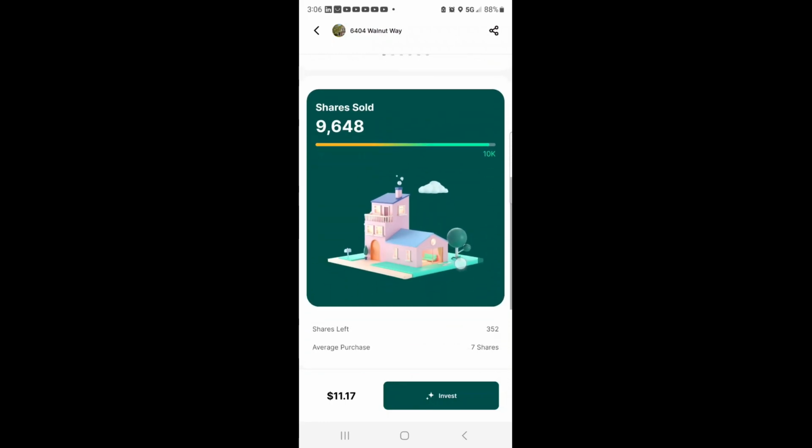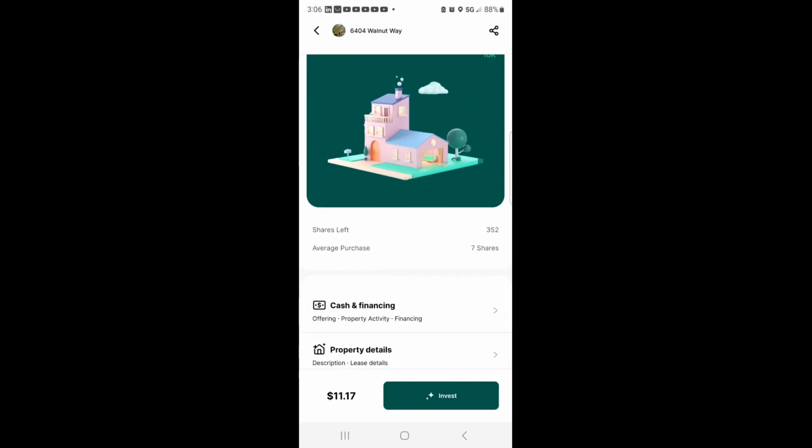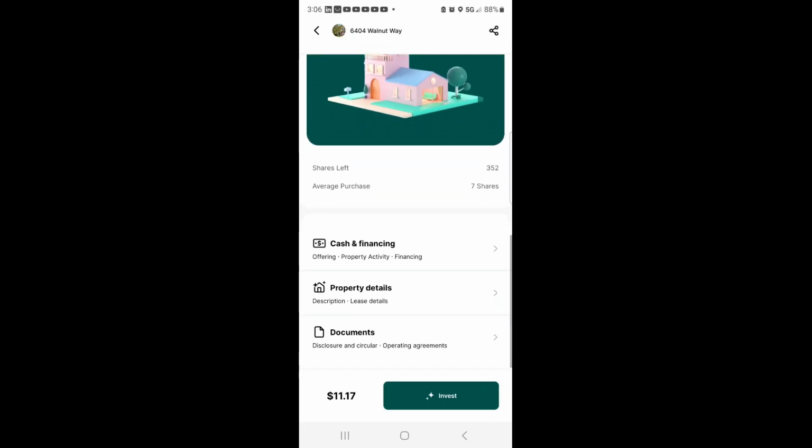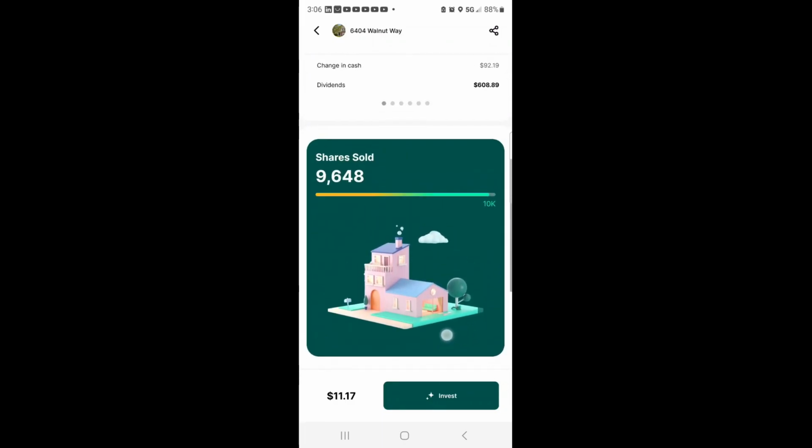Okay, so let's scroll down. How many shares are there? Oh, so we see 9,648. How many shares are left? 352. Average cost per share, which is $11.17 at the bottom of the screen.